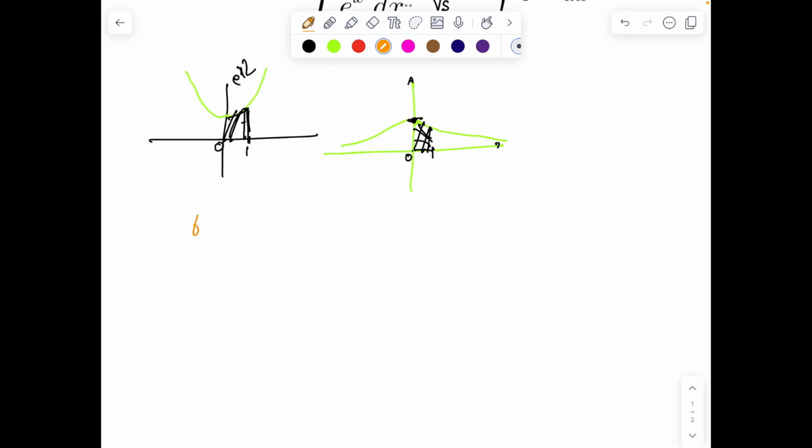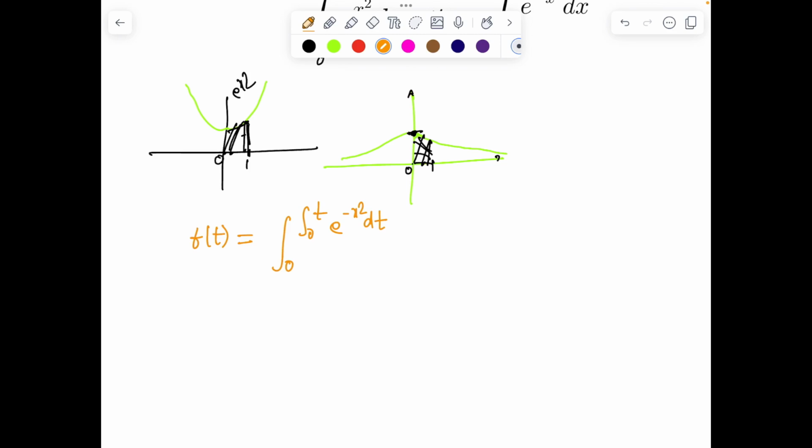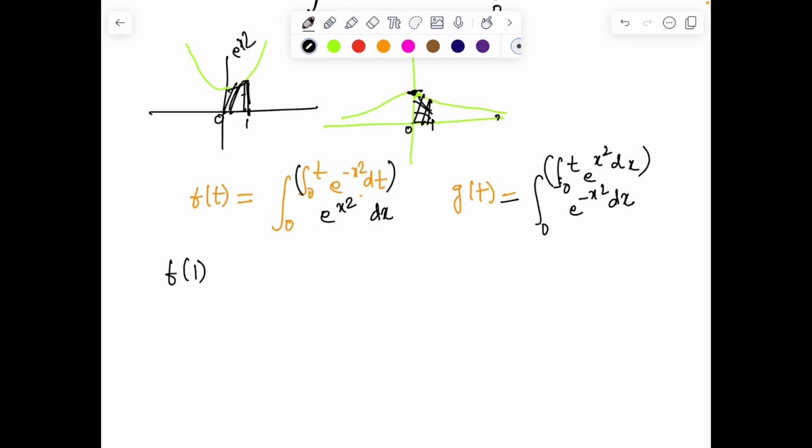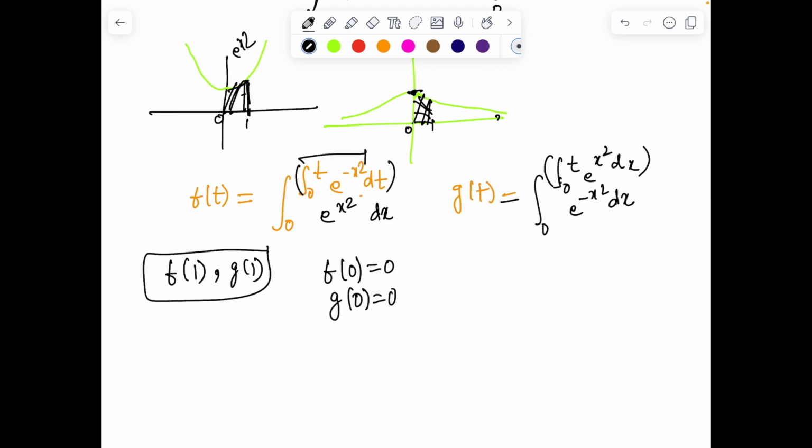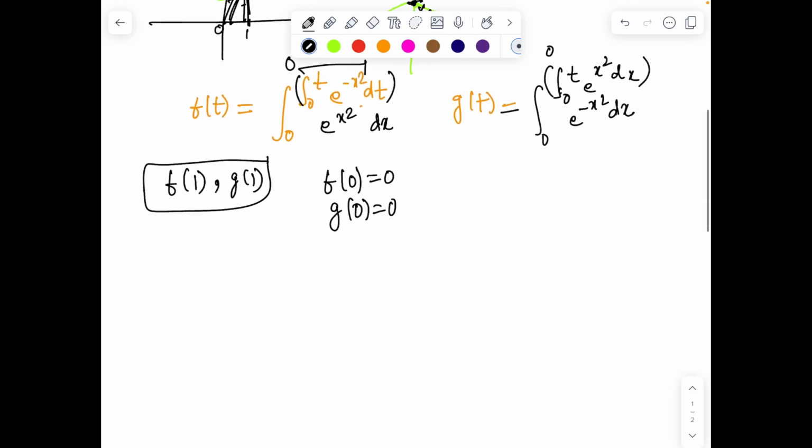Now before we go further, it's better to define a new function f of t, which is the integral from 0 to t of e to the power minus x square dx. So fundamentally we want just the value at f of 1, right? In the expression I can clearly see f of 1 and g of 1 that I need to compare. Now as you can see, f of 0 is 0 and so is g of 0, since if I put 0, the upper head integral will be from 0 to 0 of something, which is 0, and same is g of 0. So now what we can do is differentiate f.